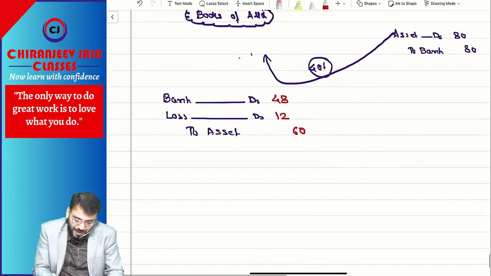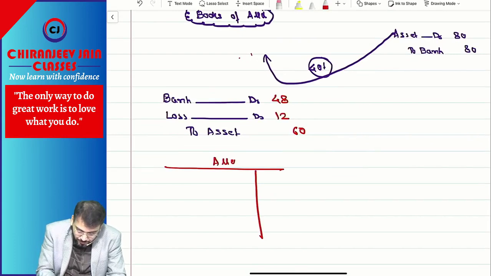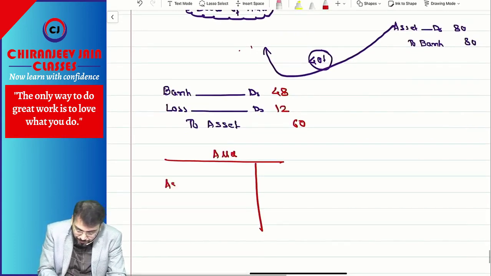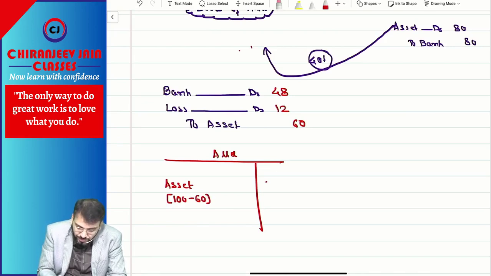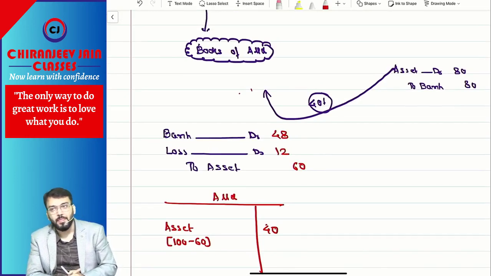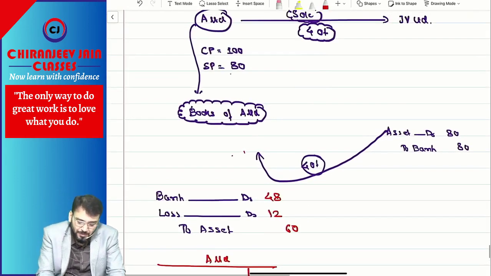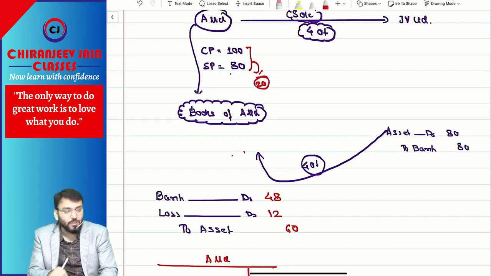Means now in the balance sheet of A Limited, how much asset will come? 60. How much? 100 minus 60, 40. Understood? Now one doubt will come. Sir, if the sale price is 80, then the asset is already impaired by what? 20, or not?